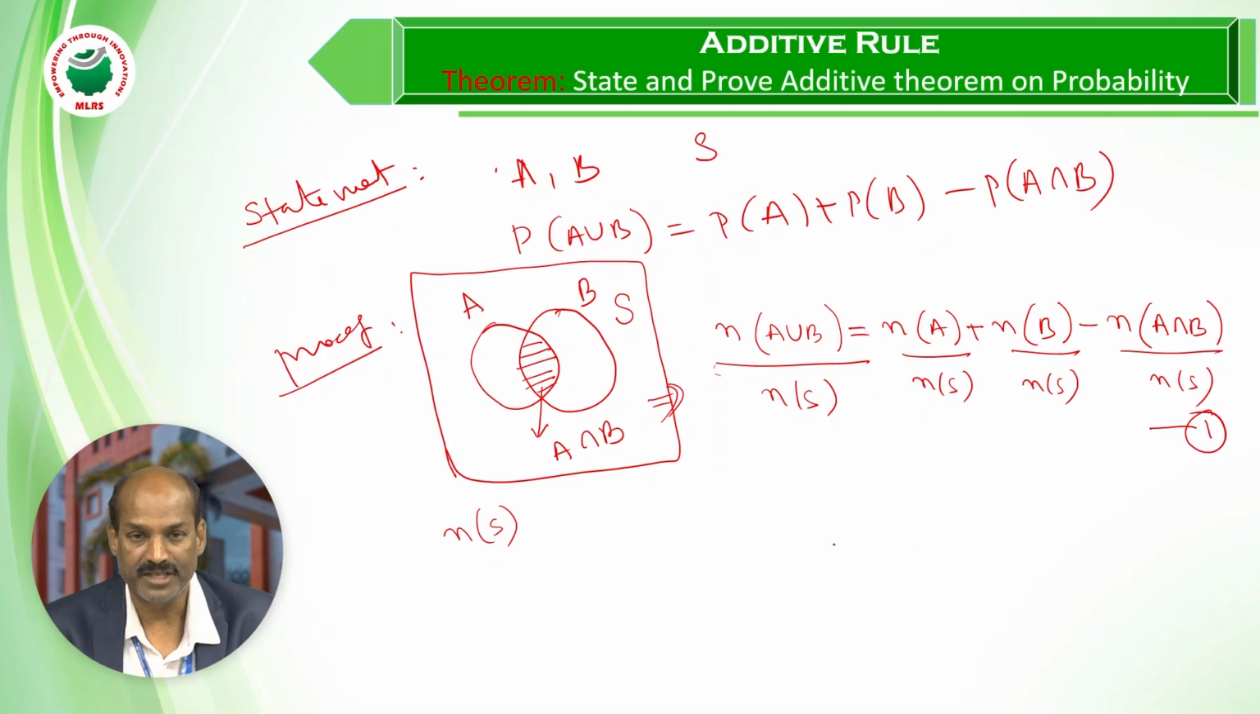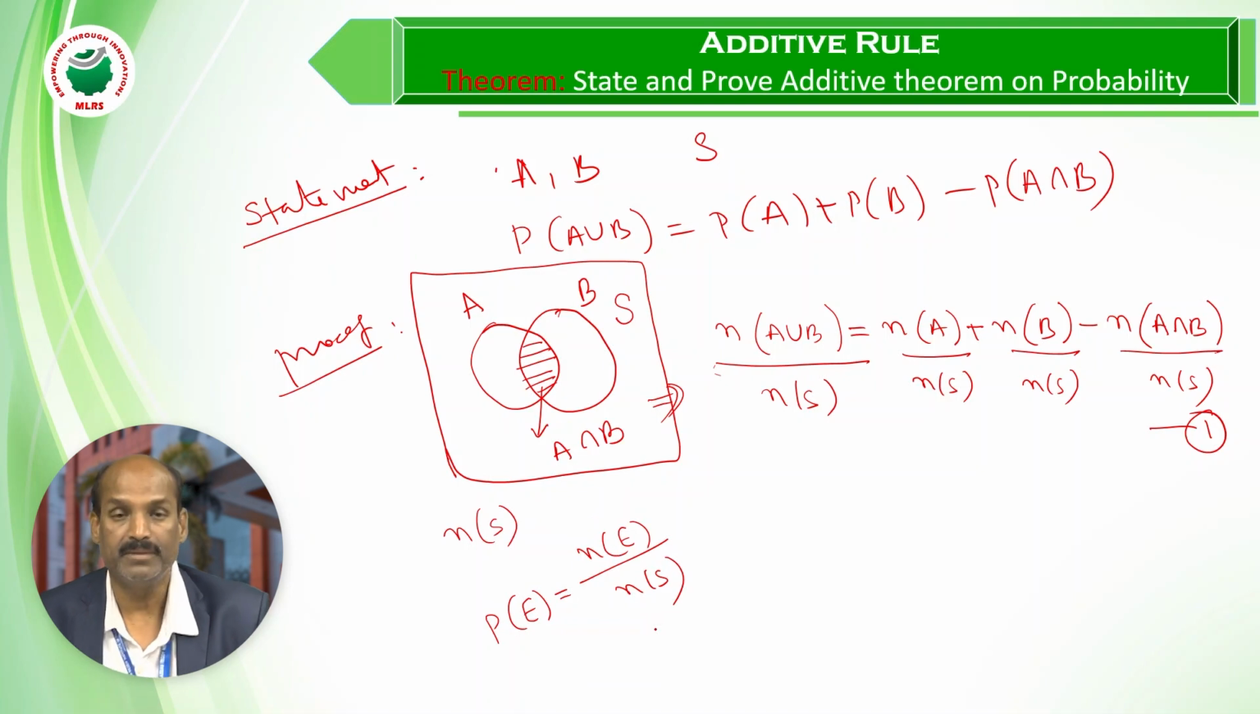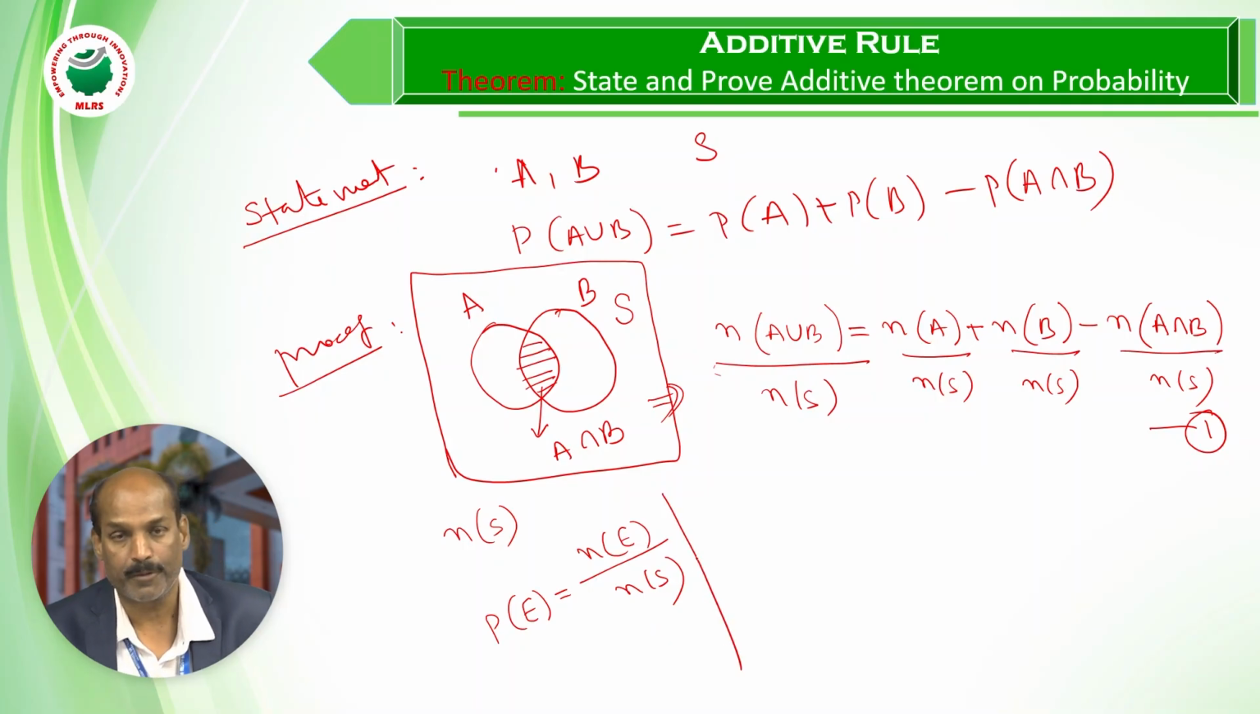But from the probability definition, what we know is that the probability of event E equals n of E by n of S. Here n of E means the number of elements in event E, divided by the number of elements in S, the sample space. This is defined as the probability of event E. So you apply this definition of probability on this. So what happened here? We will get probability of A union B equals n of A by n of S. Therefore this becomes probability of A plus n of B by n of S.